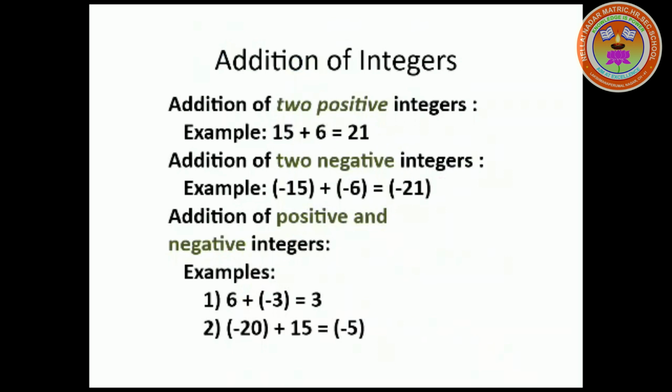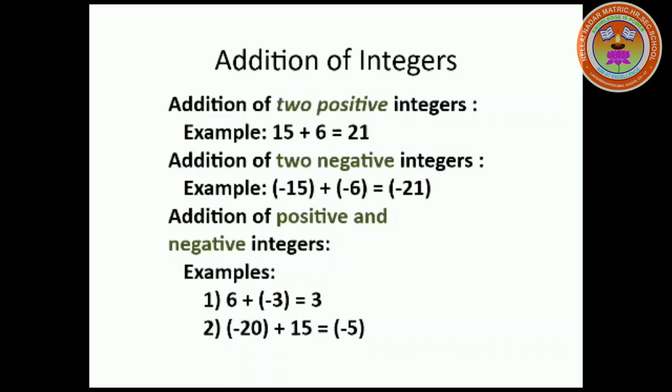Next, we are going to do some addition of integers. First, let us consider addition of two positive integers. The given example is 15 plus 6. When there are two positive integers, I have to add them. 15 plus 6 is 21. So this is the answer of 15 plus 6.